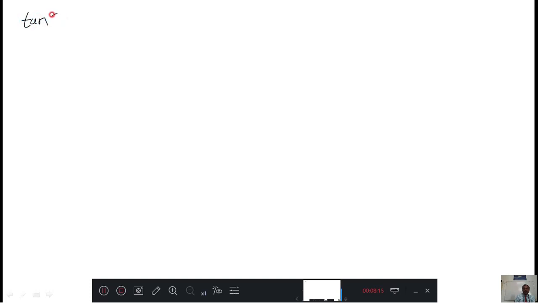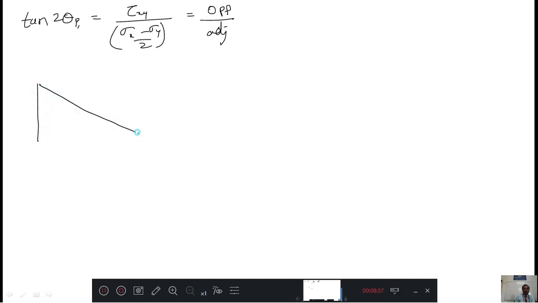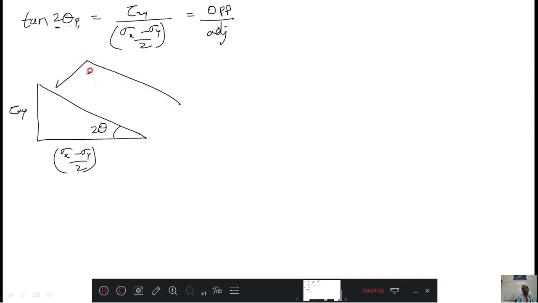I know that tan 2 theta equals tau xy divided by (sigma x minus sigma y) by 2. This I can call opposite by adjacent, because the tan theta formula is opposite by adjacent. Then I will have one triangle here, with the angle 2 theta, because here theta is in terms of 2 theta. Opposite is tau xy, and adjacent is (sigma x minus sigma y) by 2. Then by using Pythagoras, I can get the hypotenuse. Hypotenuse will be the square root of ((sigma x minus sigma y) by 2) whole square plus tau xy square. Understood?